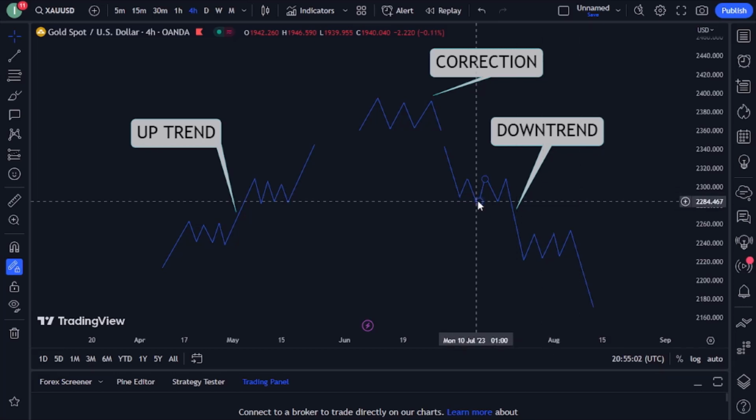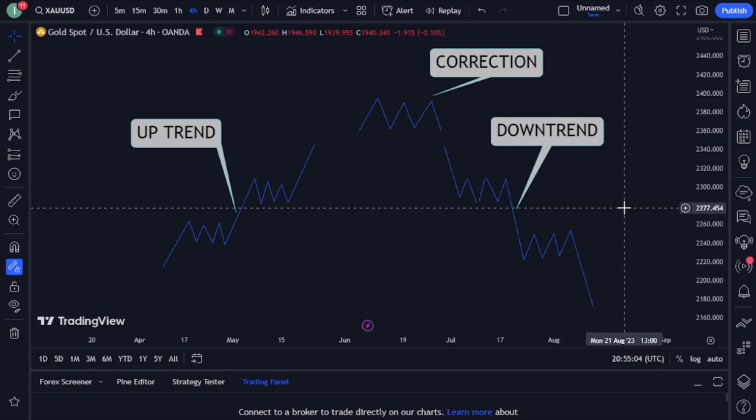In this video, guys, I just want to show you how to identify the structure and how to understand how the structure moves. You understand?